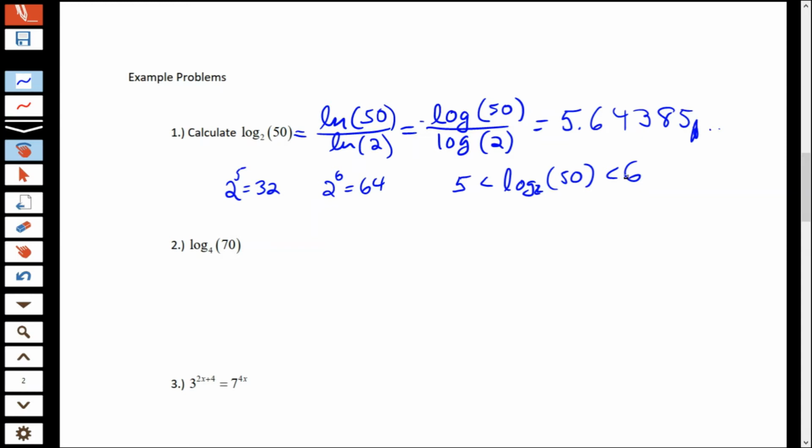Okay, so try that for number 2. Calculate the log base 4 of 70 using your calculator using a natural log and a common log.